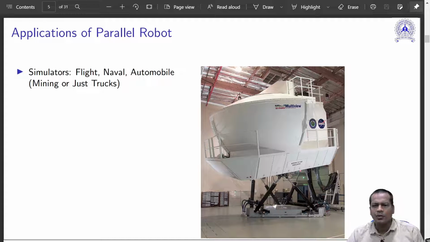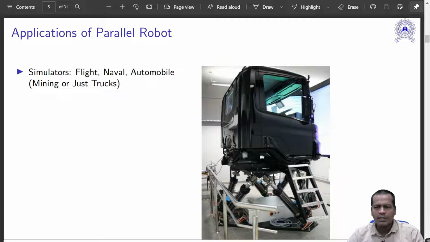A person, maybe the whole of the container where you want to make different simulators, so it can take a big amount of weight in no time and doesn't require much space. The footprint is not much. So flight simulators were mostly very common, and various gaming engines support integrating with these types of simulators: naval simulators, automobile simulators, mainly the mining trucks that we normally use.